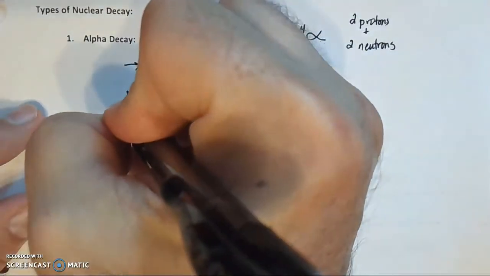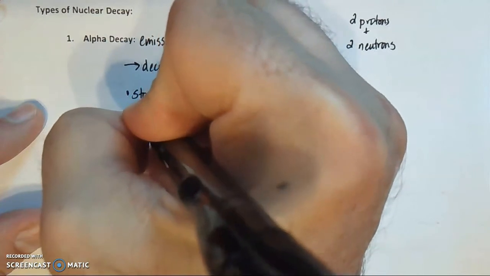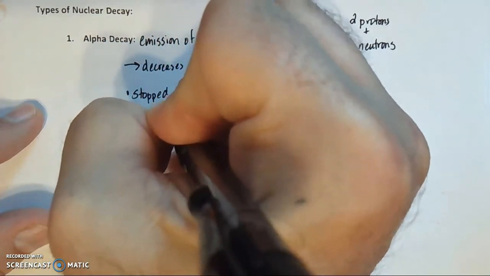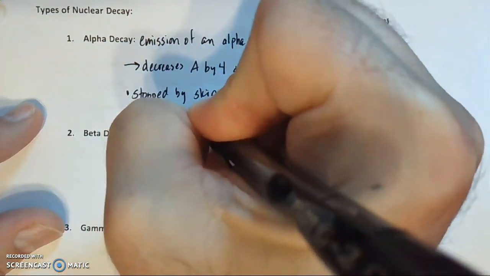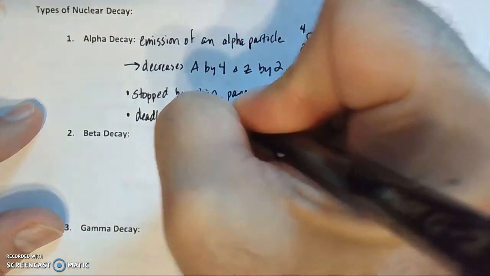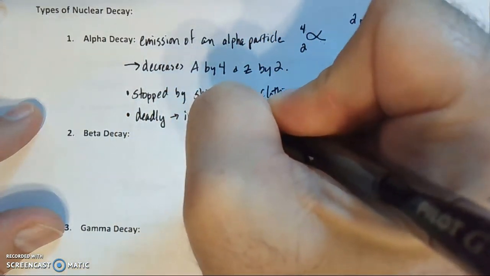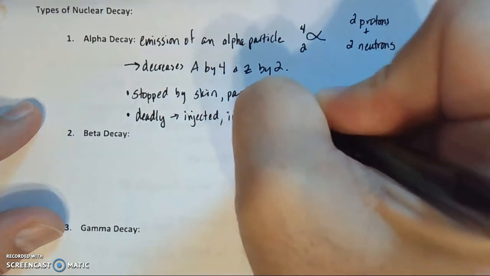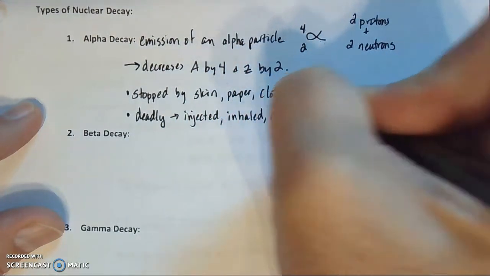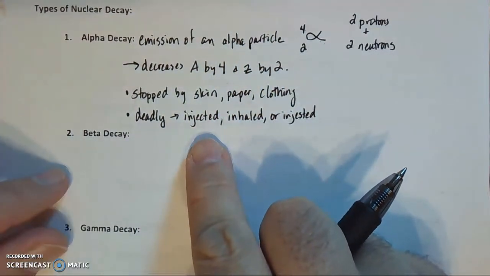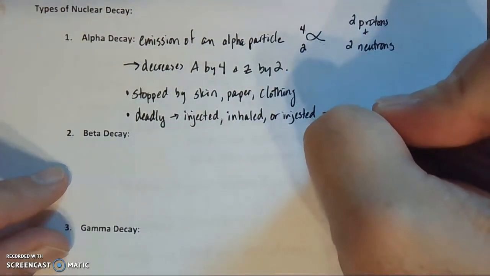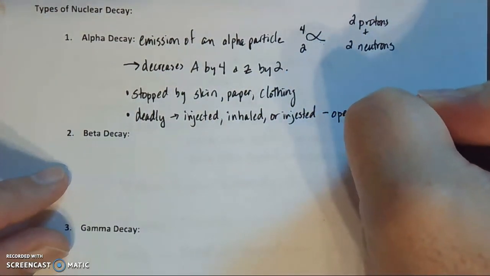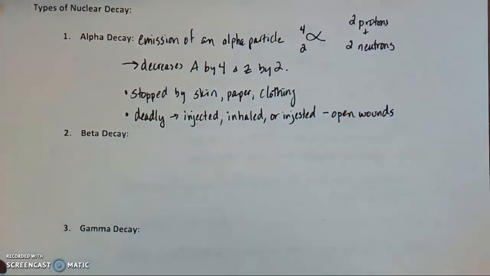The only way that this is a problem and can be deadly is if it is injected into somebody. It can be inhaled into your lungs or ingested. So it could be injected into a wound. So we'll also put open wounds. So if it somehow gets into your body, then it's a problem.